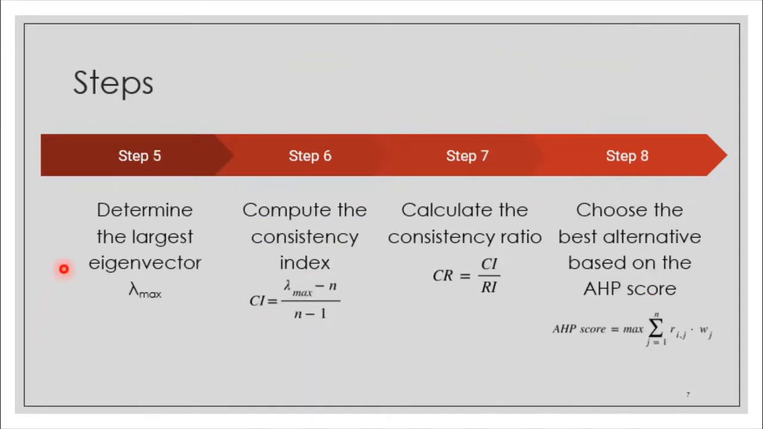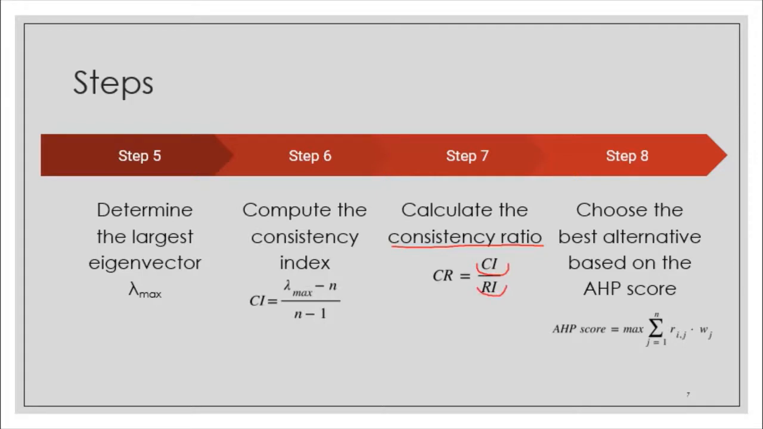In step 5, we extract the largest eigenvector, denoted by lambda max, from the pairwise comparison matrix, and then we use it to compute the consistency index as follows. To assess the choice of the pairwise criteria, we calculate something called the consistency ratio. In this ratio, we compare the consistency of our data to its randomness.